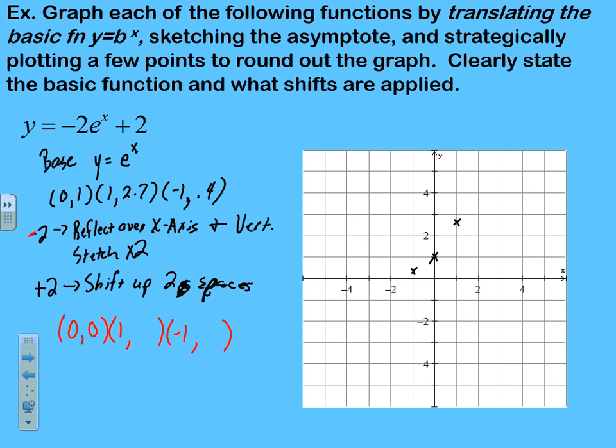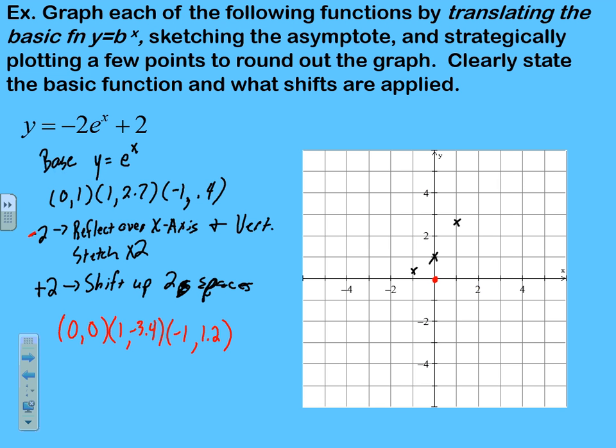So now let's look at the 2.7. If I multiply 2.7 by negative 2, and then I add 2 to that number, that's going to give me about negative 3.4. And then the positive 0.4 for the last coordinate, same thing, multiply that by negative 2 and then add 2, I'm going to get about 1.2. So here are the points of the transformed function. So we're going to go ahead and plot those points.